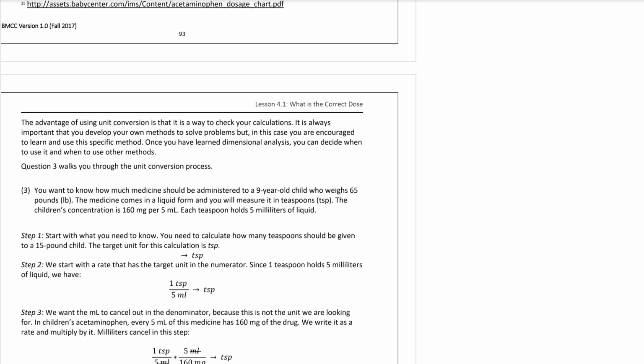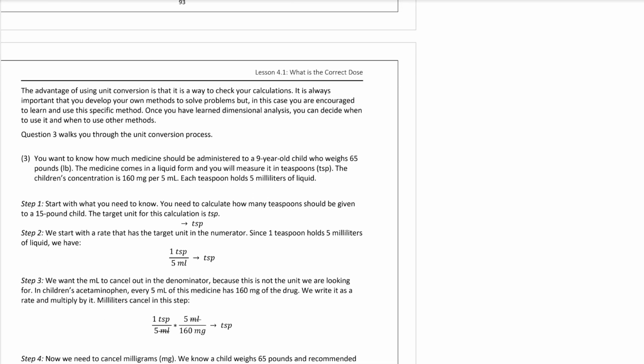All right, so you want to know how much medicine should be administered to a 9-year-old child who weighs 65 pounds. The medicine comes in a liquid form, and you will measure it in teaspoons. The children's concentration is 160 milligrams per milliliter, and each teaspoon holds 5 milliliters of liquid. So the way we're going to set it up is we want to know how much of the teaspoon to give. So the teaspoon is going to be our targeted unit. We want to know how many teaspoons to give, how much medicine in teaspoons to administer.